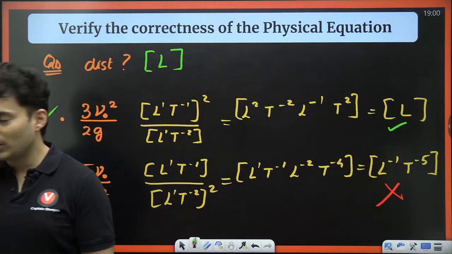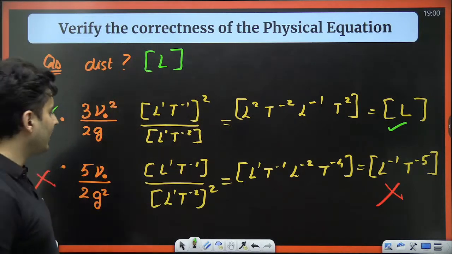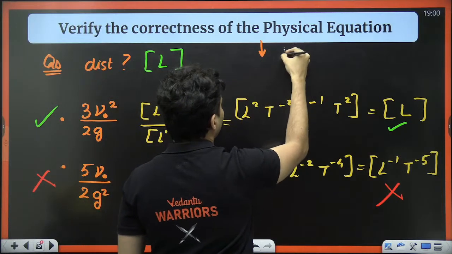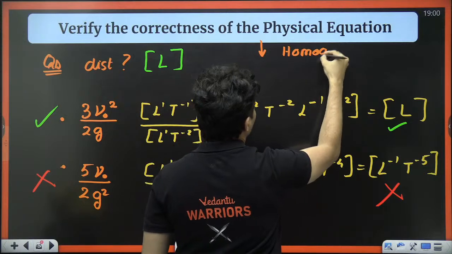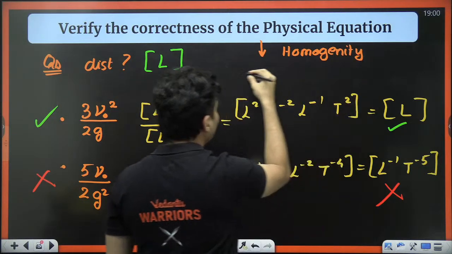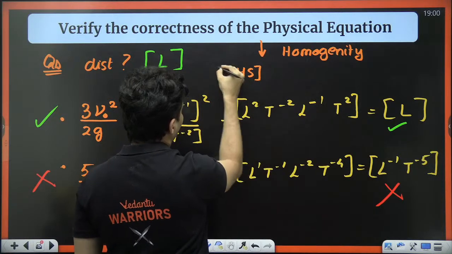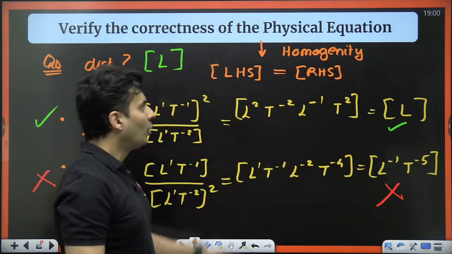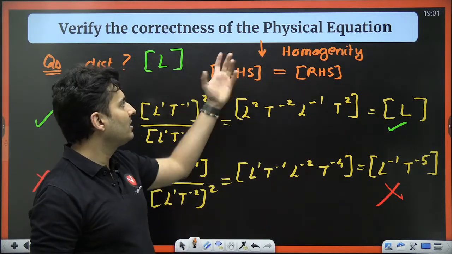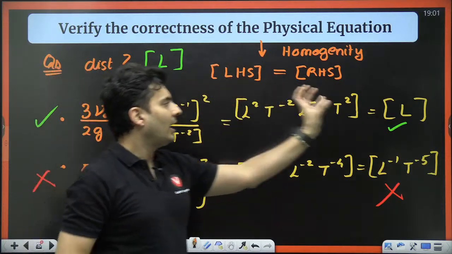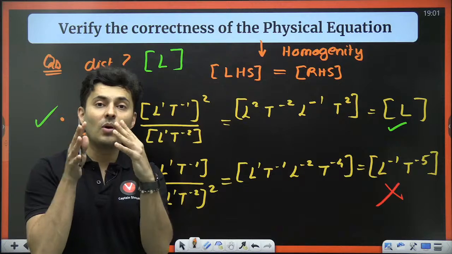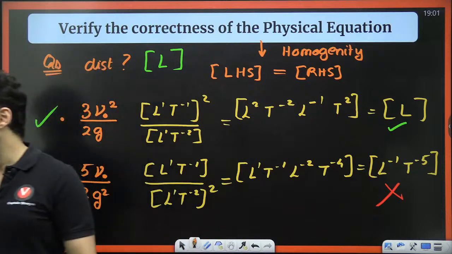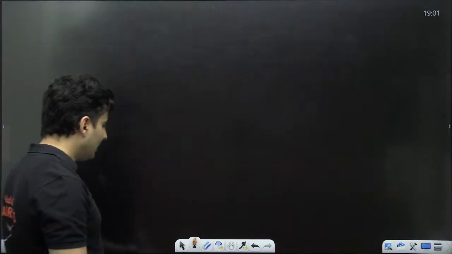Understood? So when you check the dimensional correctness, what it also means is you are using something called homogeneity. Homogeneity meaning whatever is there on the left hand side and whatever is there on the right hand side, the dimensions are equal. Homo means same. Homogeneity of dimensions means the dimensions on the left hand side and the right hand side are equal, and that's how you are able to establish the correctness of the equation. Is that clear?